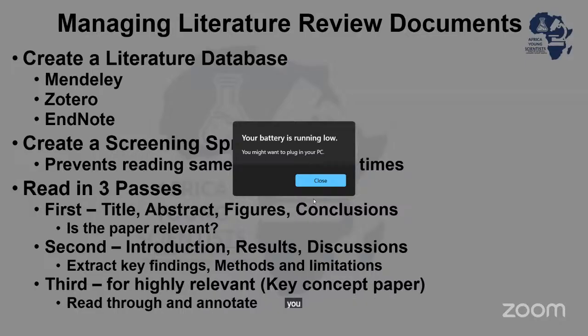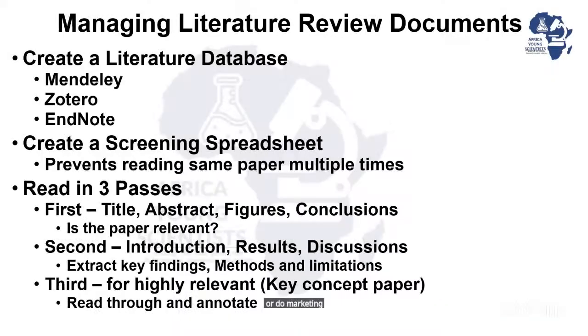In the second reading, you check through your introduction, the results, and discussion. What you're doing here is extracting key findings, looking at their methods and the limitations. The first step is to show if this is even relevant. If it is relevant, then you want to extract key findings, look at the methods, and identify the limitations.